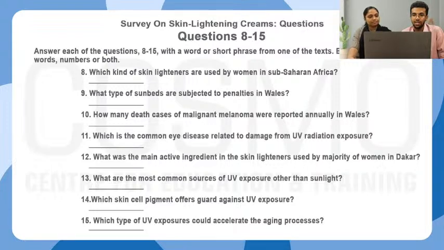Now let's move on to question number 11. Which is the common eye disease related to damage from UV radiation exposure? Okay, so what are the keywords in question 11? Eye disease, UV damage, radiation exposure. But here again, UV radiation exposure can be seen in multiple texts. So you have to mainly focus on eye disease, and the other keyword, damage.